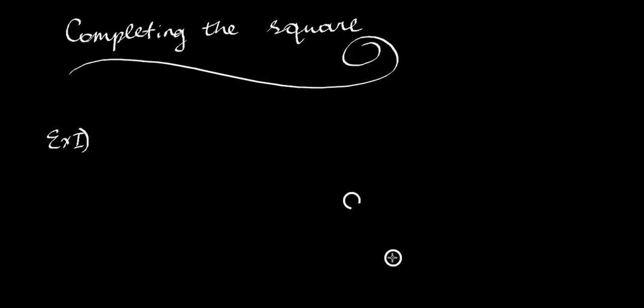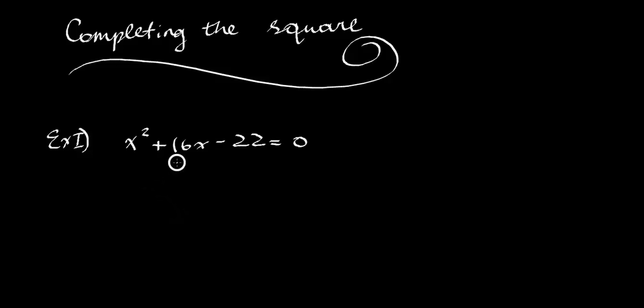Hello everyone, in this video I'm going to show you how to complete the square. So our first example is going to be x squared plus 16x minus 22 equals 0.